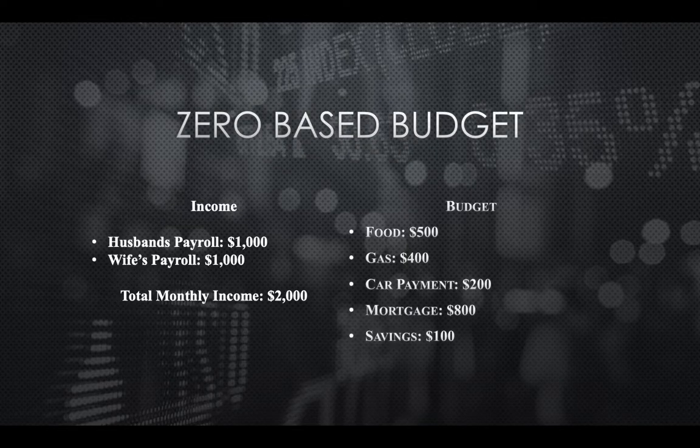So with a zero-based budget, the goal is for every dollar of income to have a name in the budget itself. So here's an example that I built out here. We have a family, husband and wife, monthly take-home pay is $2,000. And as you can see in their budget, they have a place for every one of those $2,000. And so what happens is those extra dollars that we have, they don't sift through our hands as easily because we have a name for them.